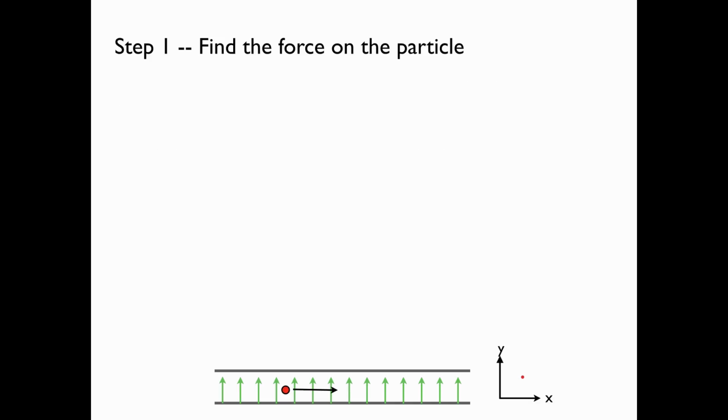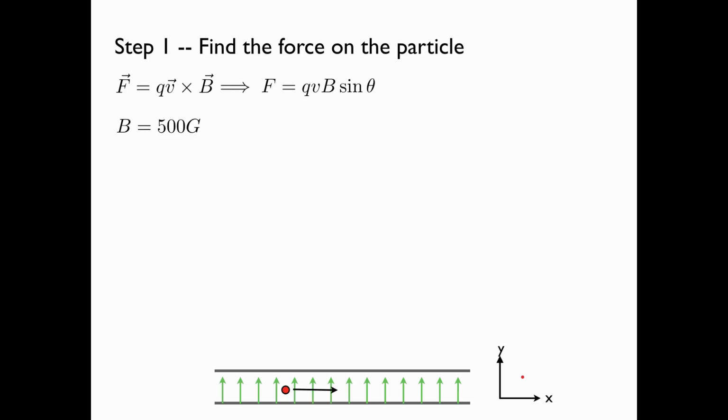Step 1 is to find the force on the particle. This is given by this equation called the Lorentz Force Law and states that the force on a charged particle is equal to the charge times the cross product of the velocity and the magnetic field. We know from earlier discussions about cross products that the magnitude of this vector is equal to QVB sine theta, where theta is the angle between V and B.